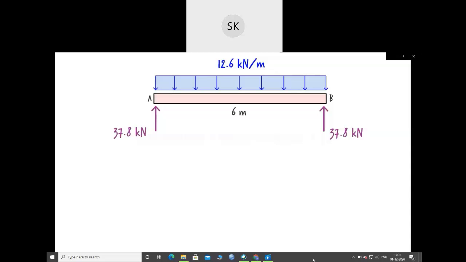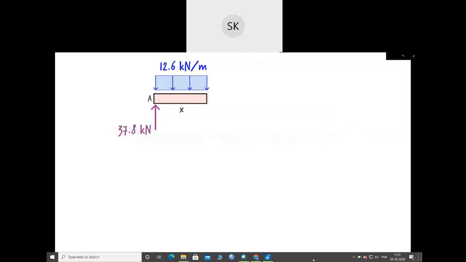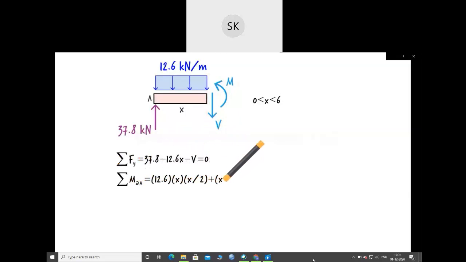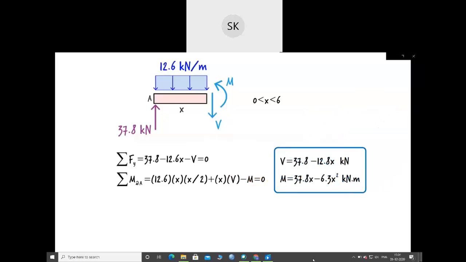To write these equations, we cut the beam at an arbitrary point, like this. Let x represent the length of the segment from the left end of the beam to the cut point, so x could vary from 0 to 6. We use V and M to represent the shear and moment at the cut point, respectively. The 2 equilibrium equations for the free body diagram are. Solving these equations for V and M gives us the shear and moment equations.